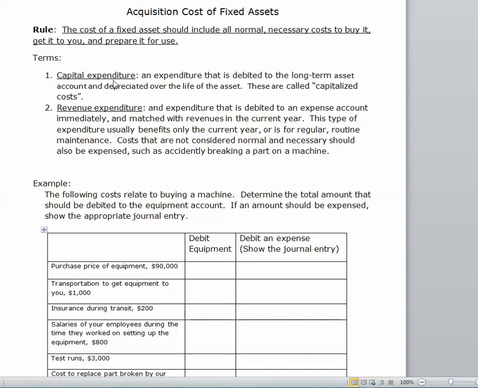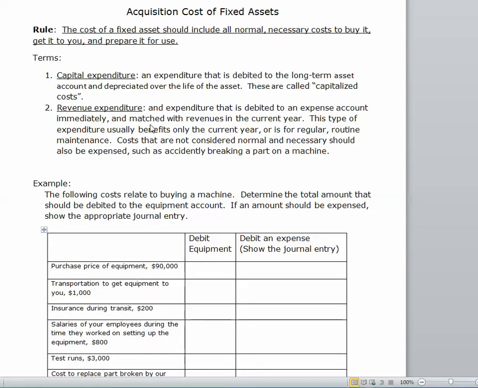A capital expenditure is any sort of cost that will end up being debited to the long-term asset account, and therefore it'll be depreciated over the life of that asset. In real life, you usually just call these costs capital costs. If you capitalize something, that means you're going to debit the long-term asset.